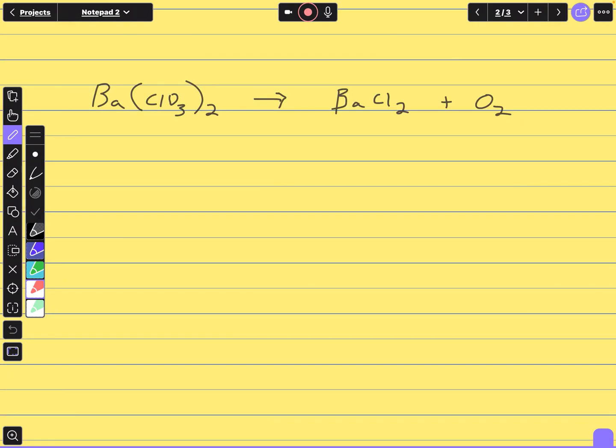Now in this example, we have this compound right here, Ba(ClO3)2, that's barium chlorate, and it produces barium chloride and oxygen gas. So it's a decomposition reaction because I have 1 reactant breaking down into 2 products. This is made up of barium, chlorine, and oxygen.